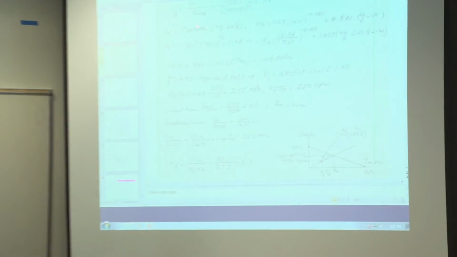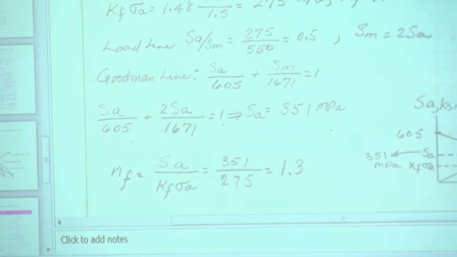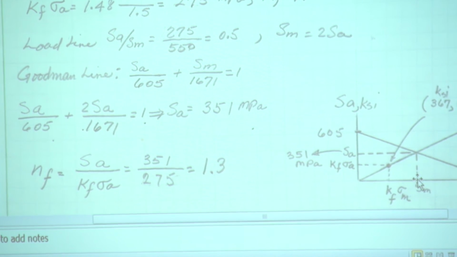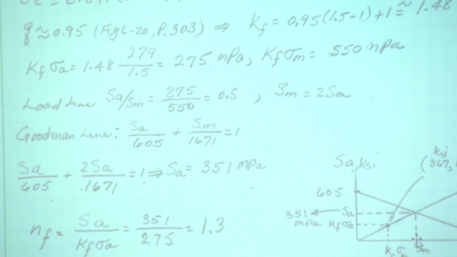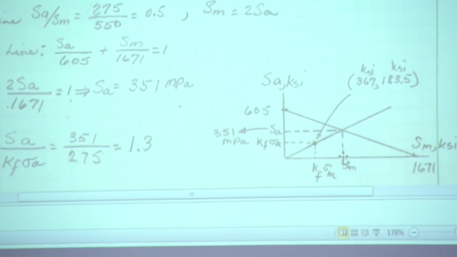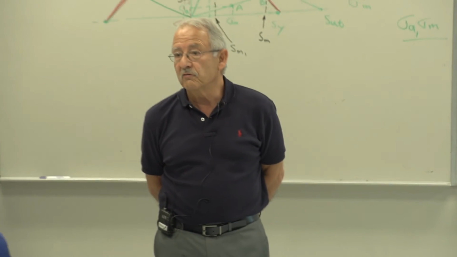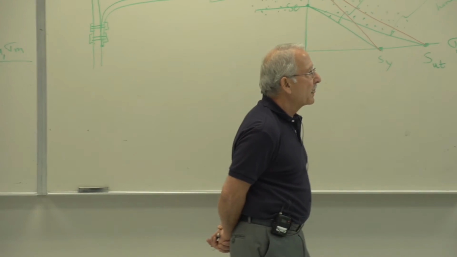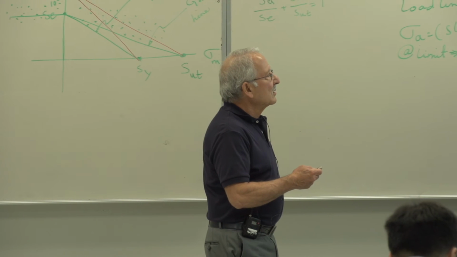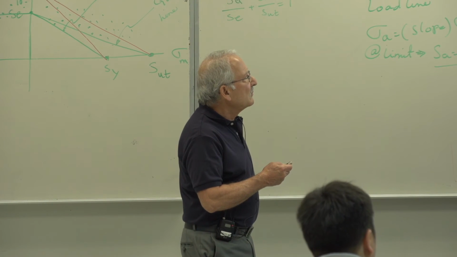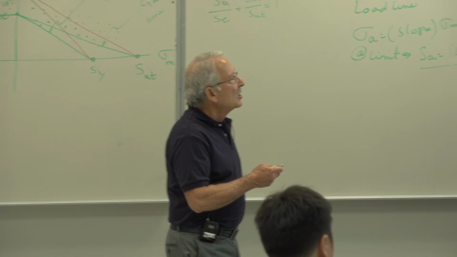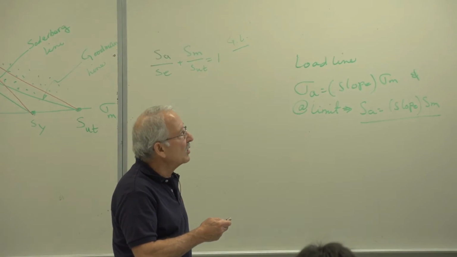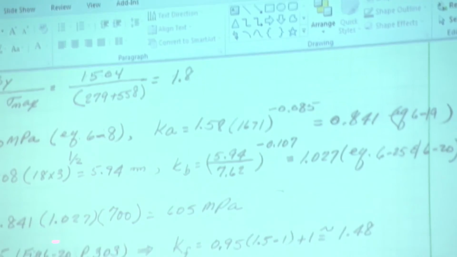Se prime is 700 MPa because we found that SUT is larger than 1400, so it remains at 700. Remember, there was a limit to that. Se prime equals 0.5 SUT. The limit was with SUT equal to, sorry, 200 ksi or 1400 MPa. So that's where that comes from. That's equation 6.8. Surface factor, this is what we discussed before, 0.841.